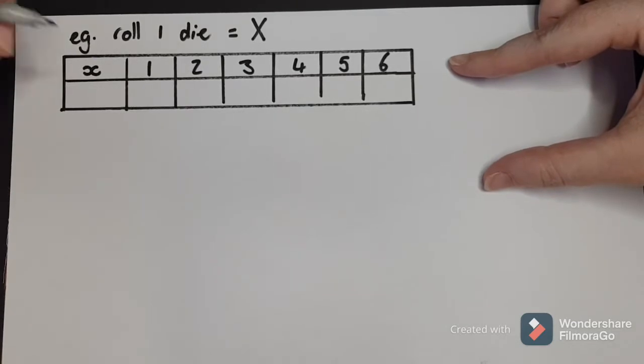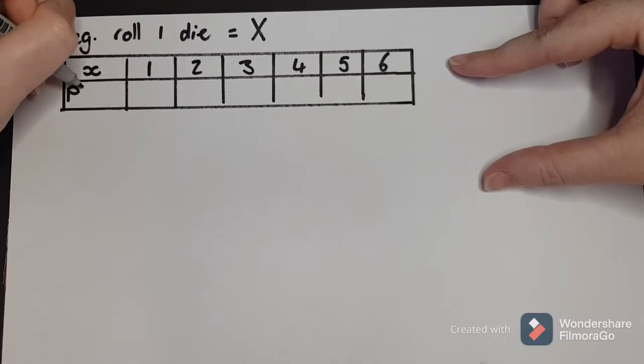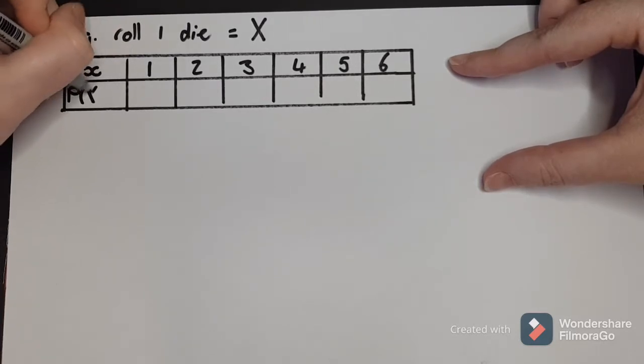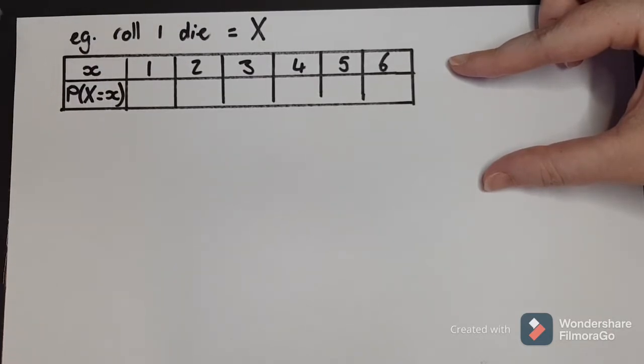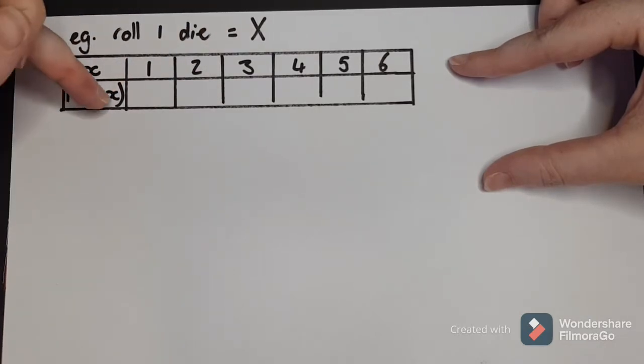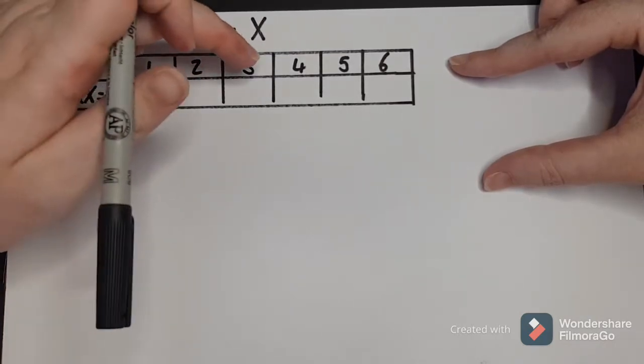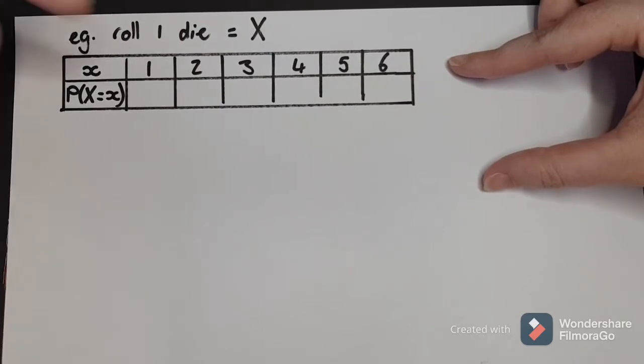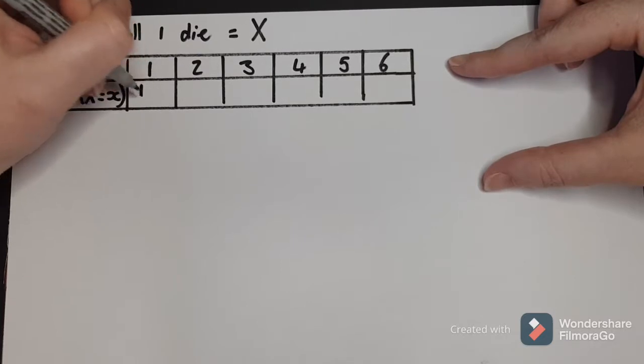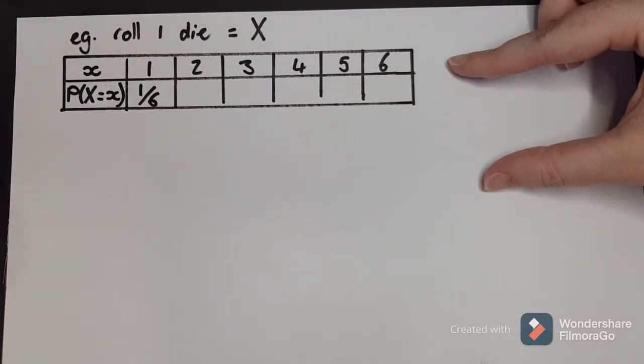And then underneath that, we write the probability of getting that outcome. So we say P for probability, where our capital X for our variable equals our small x. So that means that when our roll of the dice equals the 1 or 2 or 3 or 4, etc. The probability of getting a 1 when you roll a dice is going to be 1 over 6, because there's only one side that has a 1 on it out of the 6 sides of the dice.